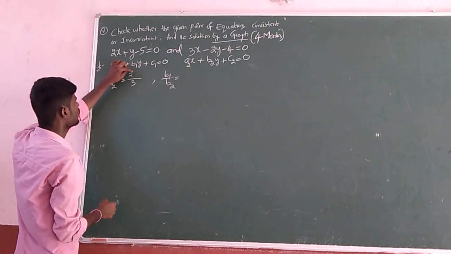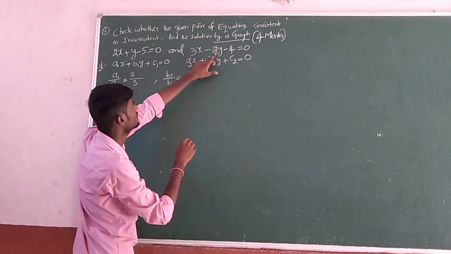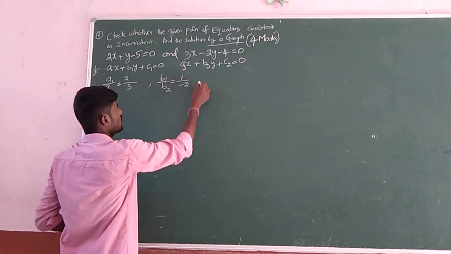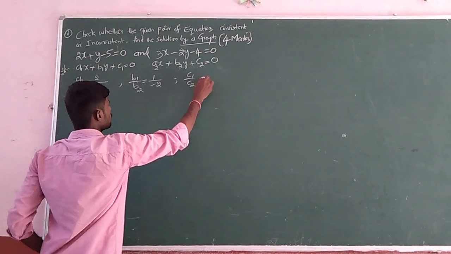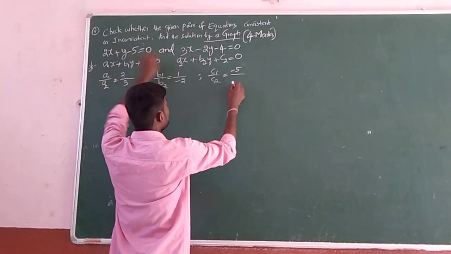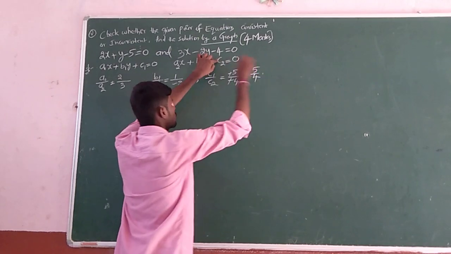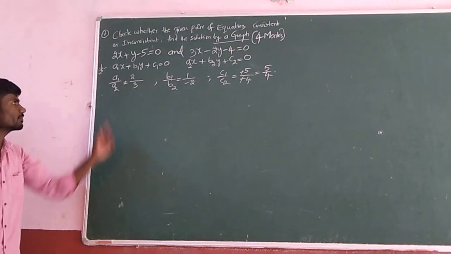Next b1 by b2. What is b1? Y coefficient in first equation, 1. And b2, y coefficient in the second equation, minus 2. Next c1 by c2, the constant terms. First constant term here is minus 5 and c2 is minus 4. Cancel the signs, what will we get? 5 by 4.